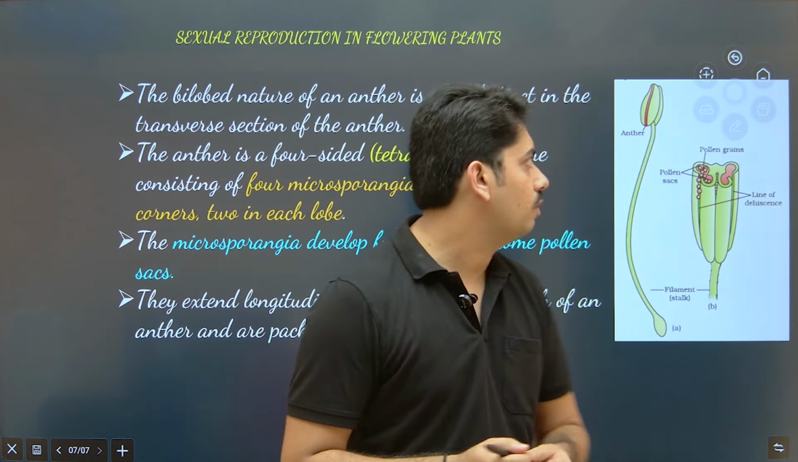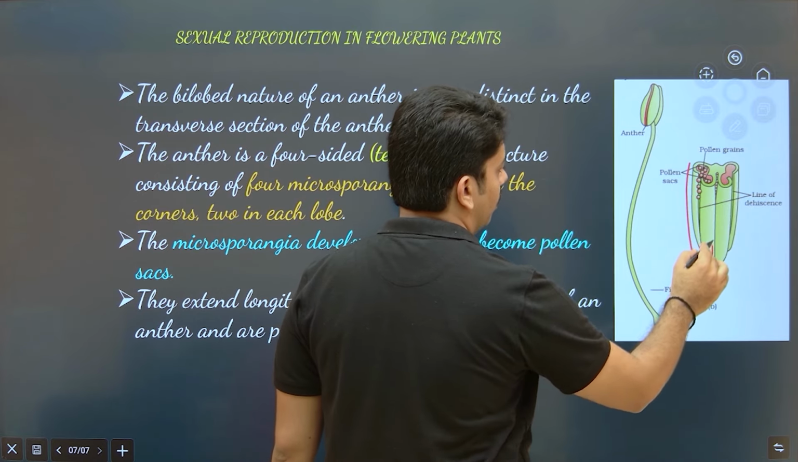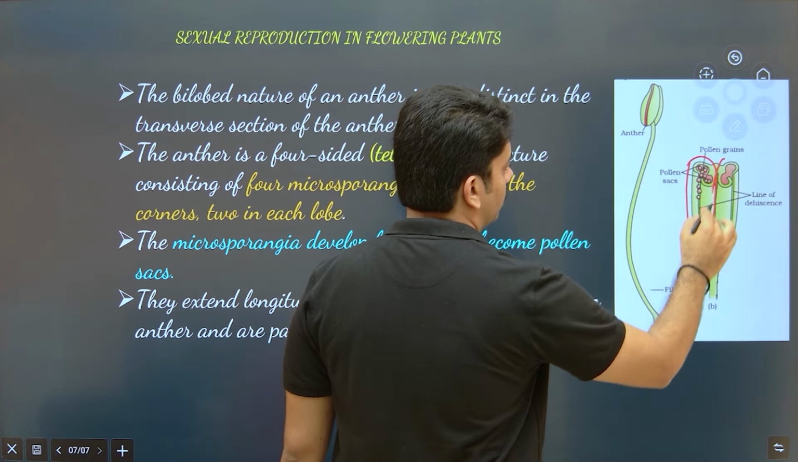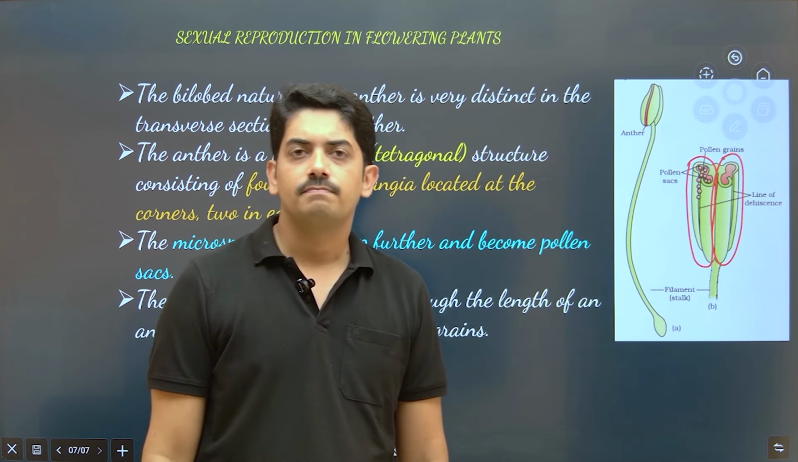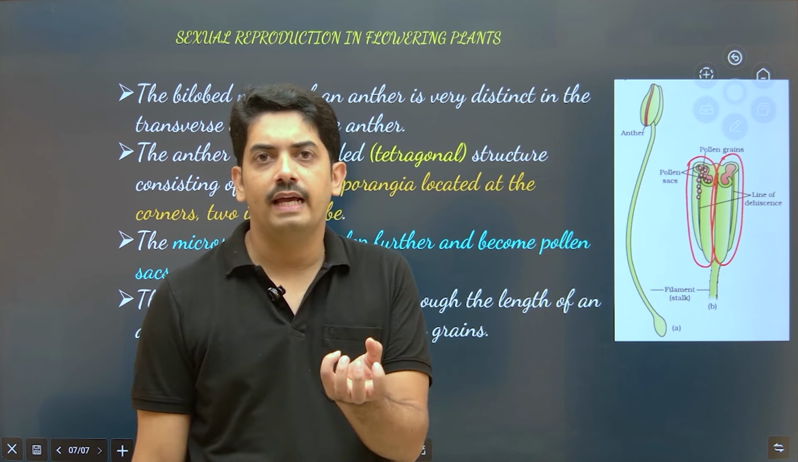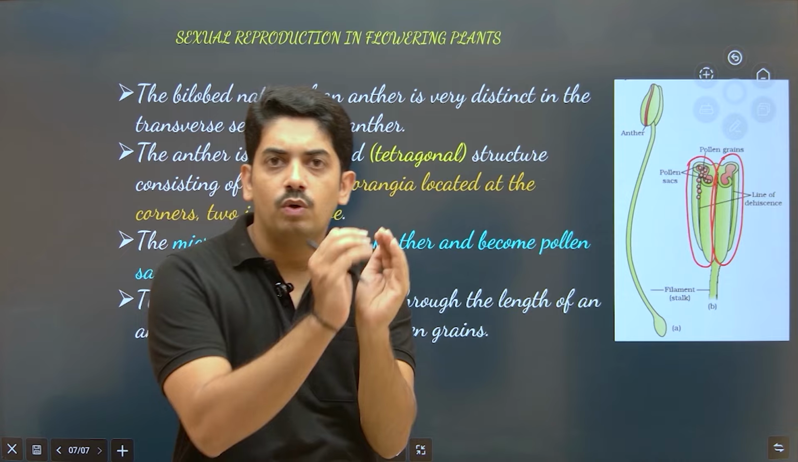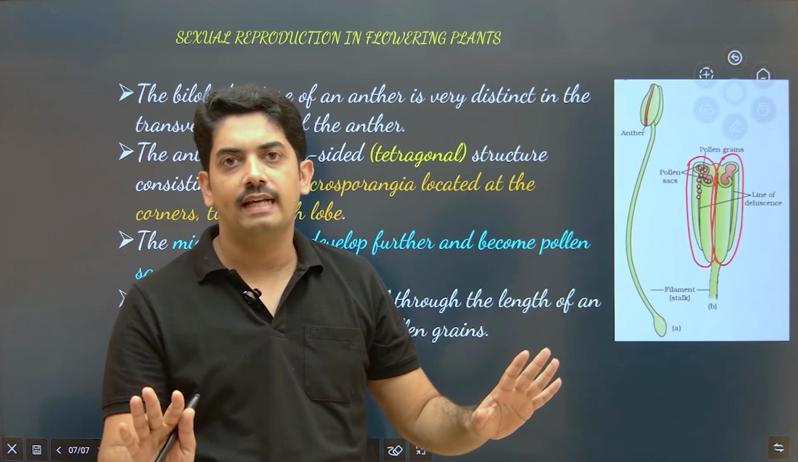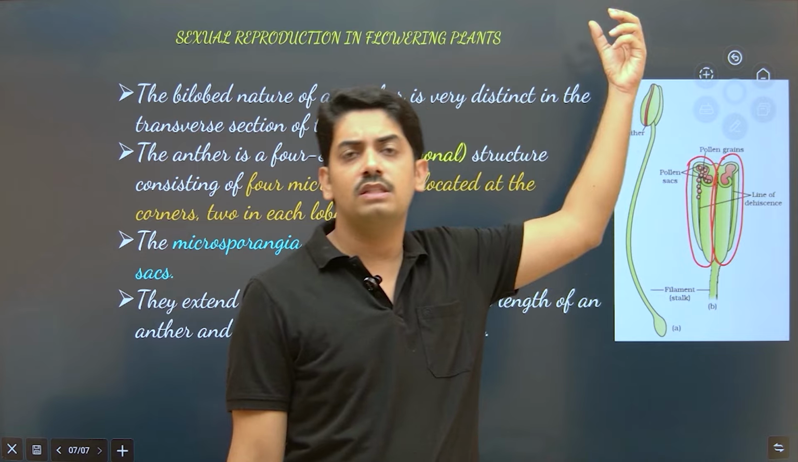So if you observe here, they are present all along. It is not confined to one place of the anther. You cannot say it is just present at the base of the anther, or it is located at the tip of the anther, or it is located only in the middle of the anther. Not like that. This microsporangium runs all along the anther.